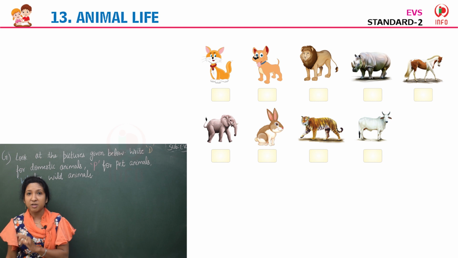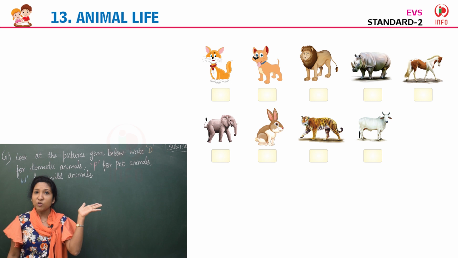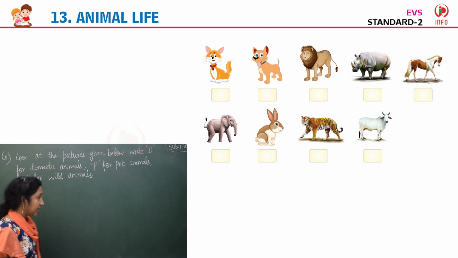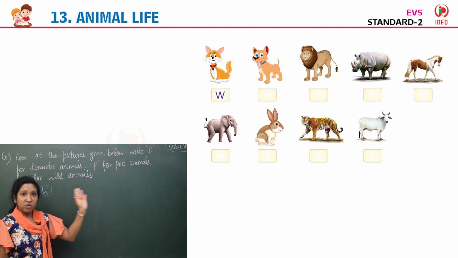The first image, what can you see here, children? Which animal image is here? Yes, it's a wild animal, fox, isn't it? Yes, first you can see fox. So, it is a wild animal. So write W in the square box. Okay? Yes. Now in the pictures below, you can see a square box. There you can write the letter.